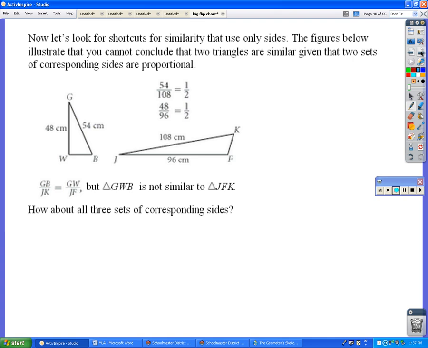Okay. So now we're going to think about if we can do it with only two sides, okay? And so what they have right here is this side right here is half of that side, okay? So the first thing you need to understand is that when we're talking about sides in similar triangles, we're not saying the sides have to be congruent, they have to be proportional. So this side right here is half of that one, this side right here is half of that one, so you have two sides of a triangle that are proportional. Are these triangles similar? Yes. No. What's this angle right here?